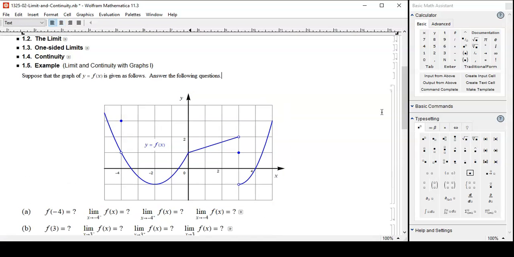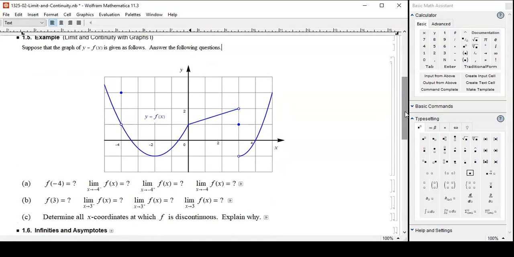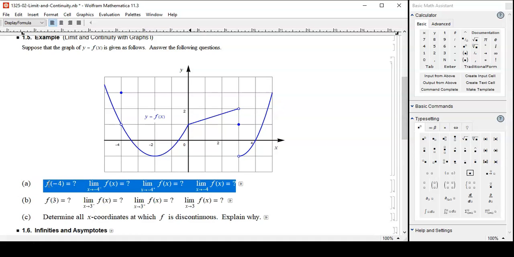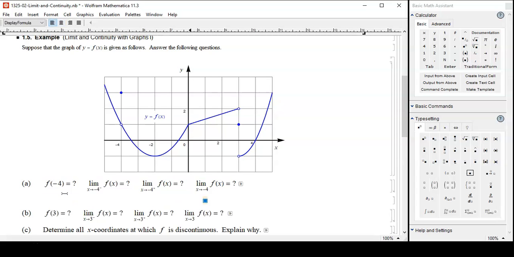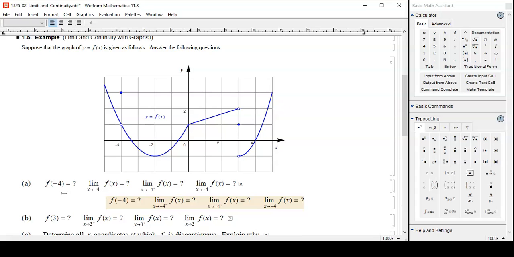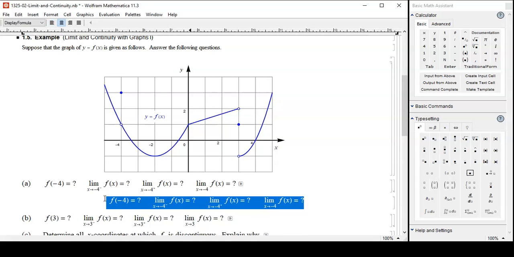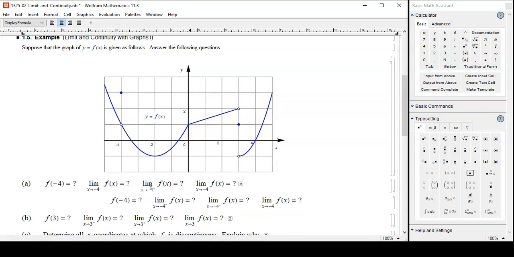Expand the graphs. Okay, all right. Here we have these problems. F of -4, the limit as x is approaching -4 minus, and -4 plus, and then just -4. How do they differ? Well, let's look at this one.